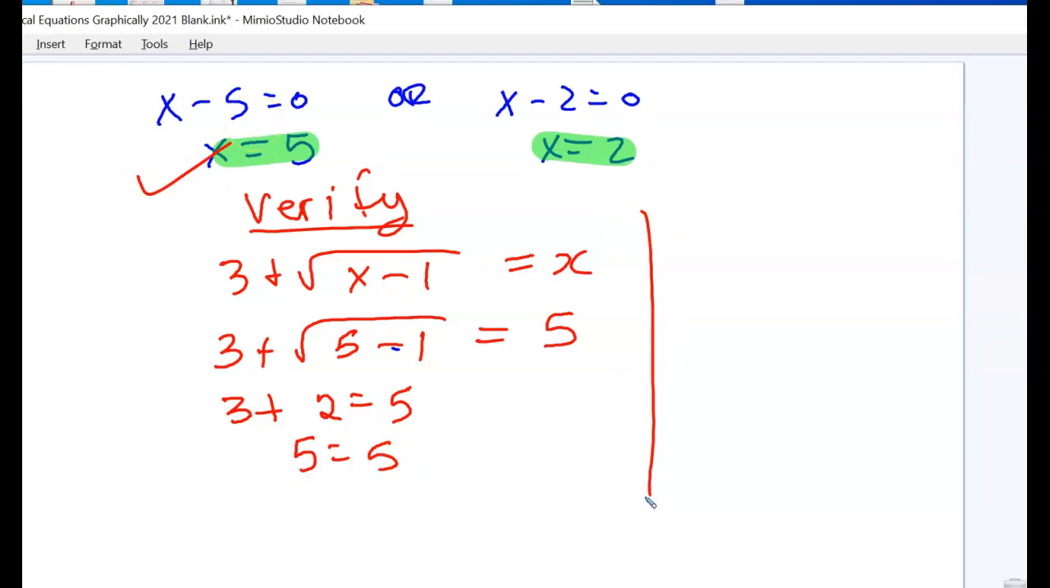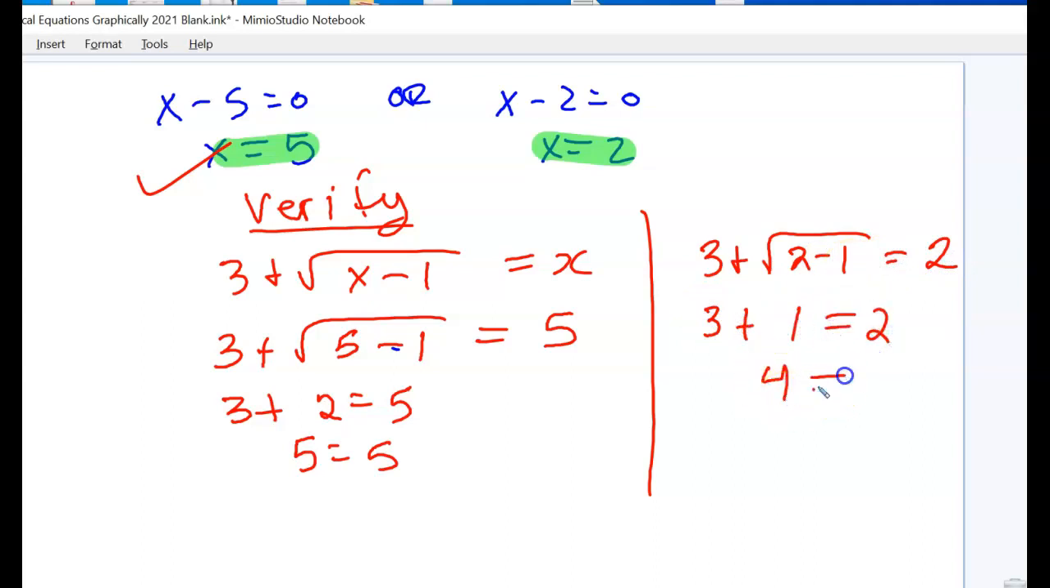Let's try the other one now. If I stick a 2 in there, I get 3 plus the square root of 2 minus 1. Does that equal 2? Well, this is 3 plus the square root of 1, which is 4. 4 does not equal 2, so this is not a valid solution. So my only valid solution is x equals 5.